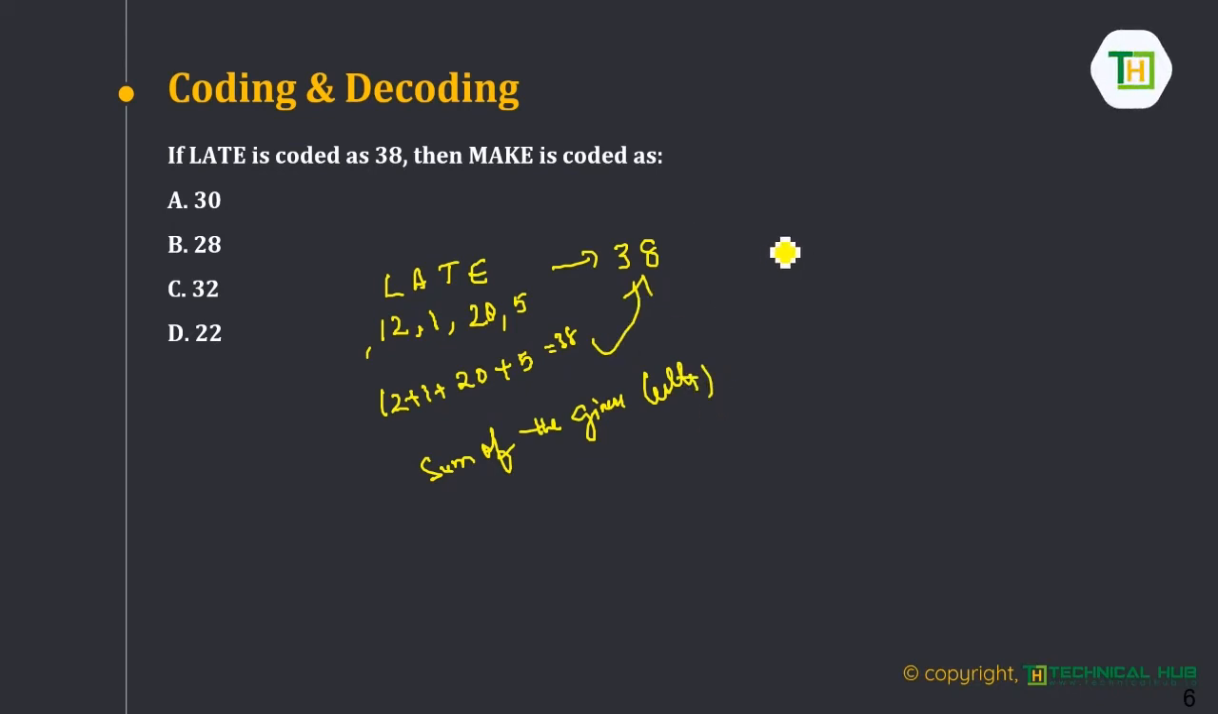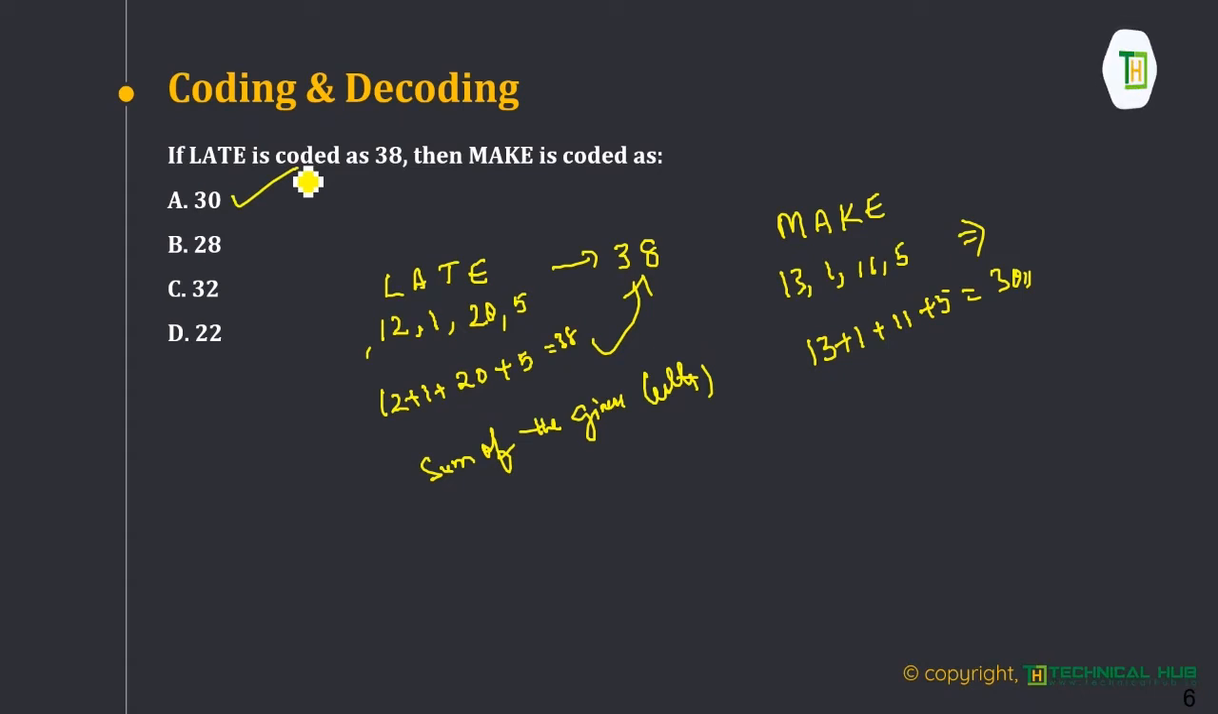The same logic is applied to make. Given the word is make, M-A-K-E. So M is 13, A is 1, K is 11, E is 5. Sum of the given numbers: 13 plus 1, 14, and 14 plus 11, 25. 25 plus 5, 30. So finally the answer is 30. Given the options, A is the correct answer. So what is the logic? Sum of the given letters with respect to numbers.